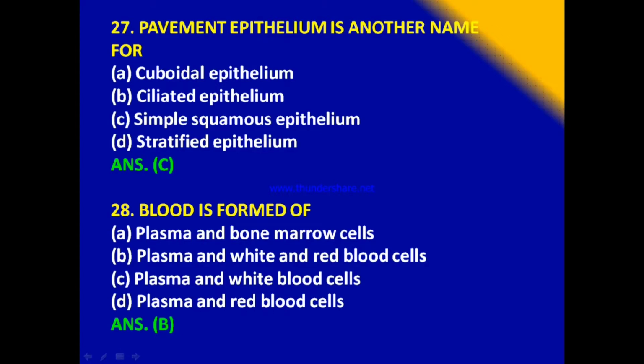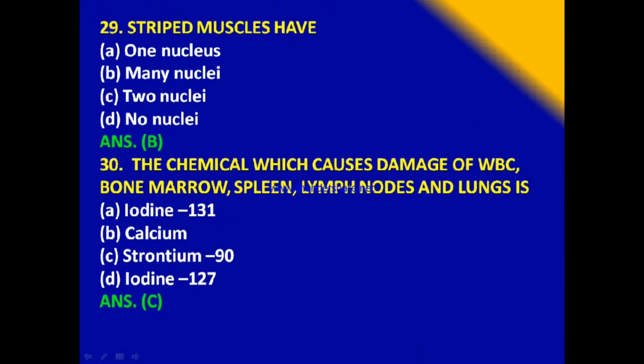Blood is formed of plasma and bone marrow cells, plasma and white and red blood cells, plasma and white blood cells or plasma and red blood cells. So blood is formed of plasma, white blood cells or WBC and red blood cells or RBC. These are the three components of blood. Number 29 question. Striped muscles have one nucleus, many nuclei, two nuclei or no nuclei. So striped muscles have many nuclei.